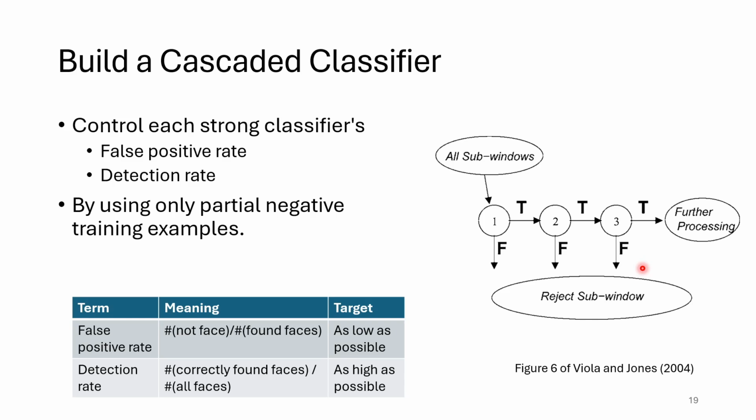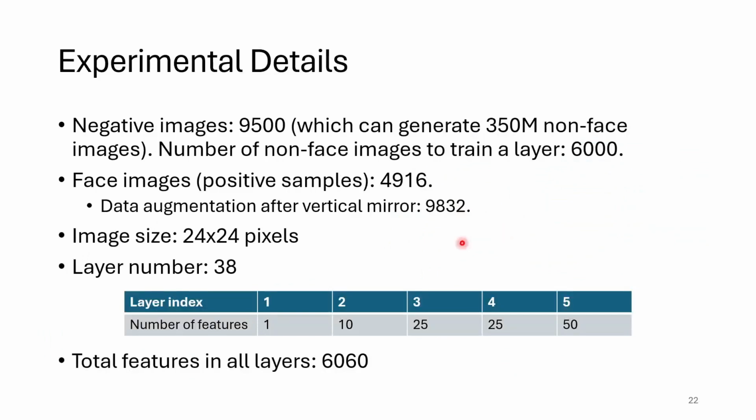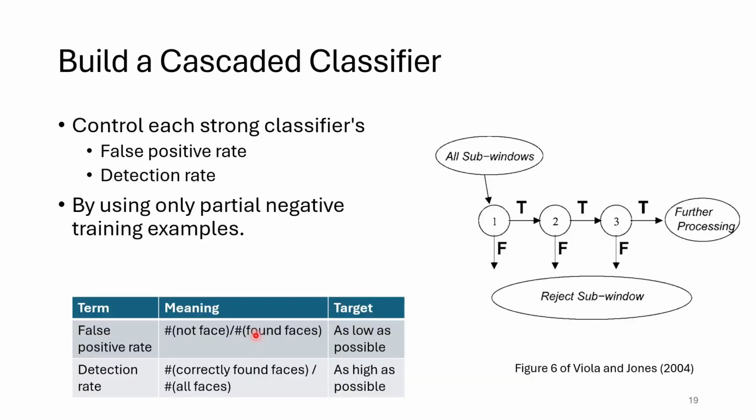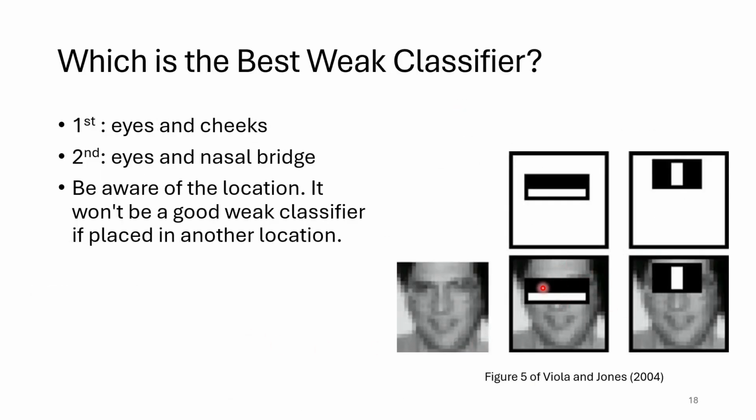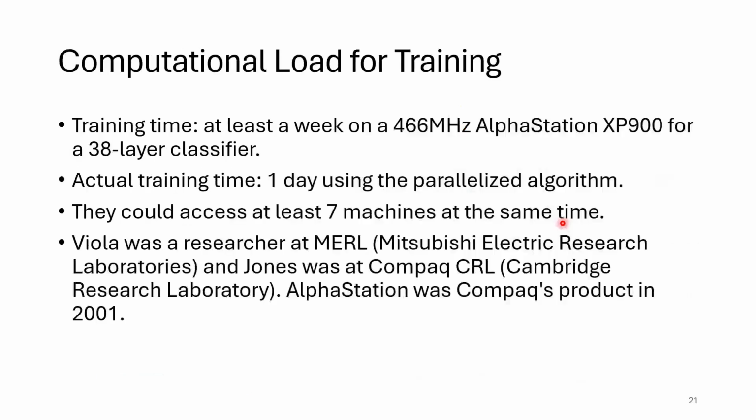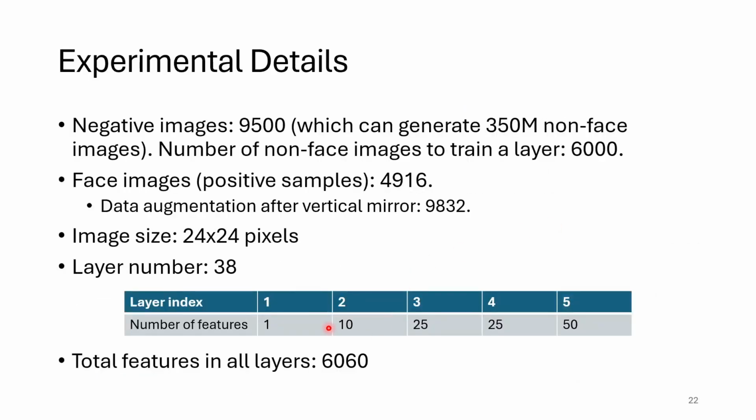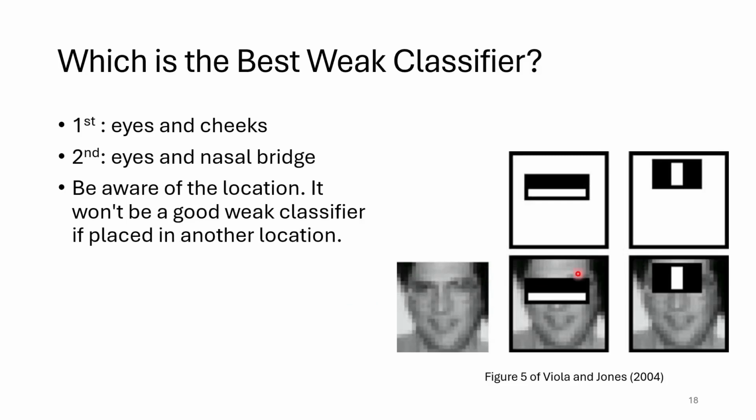So now they know how to design a single classifier. They can use the AdaBoost method to create many classifiers. For the first classifier, they just use a single feature. What single feature? This one, the best one. And for the second classifier, they use 10 features. It includes the first one, second one, and the third, fourth, etc.